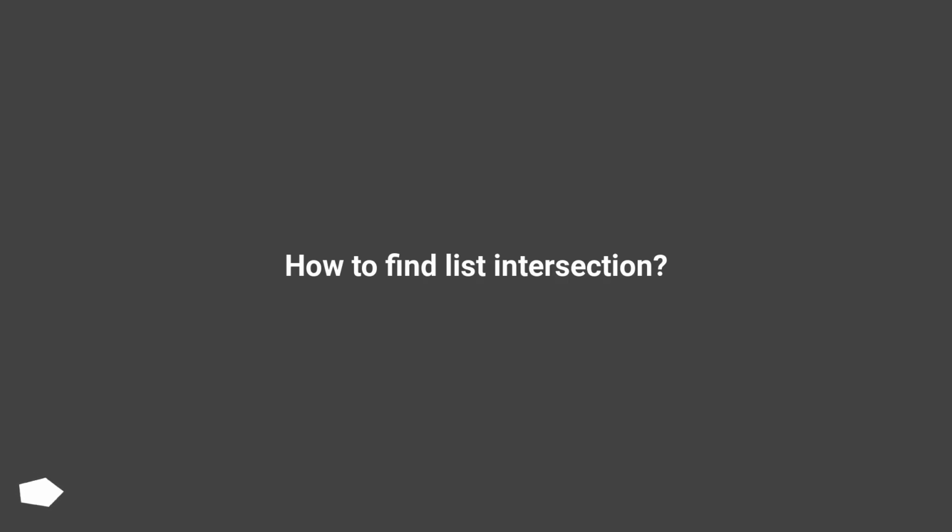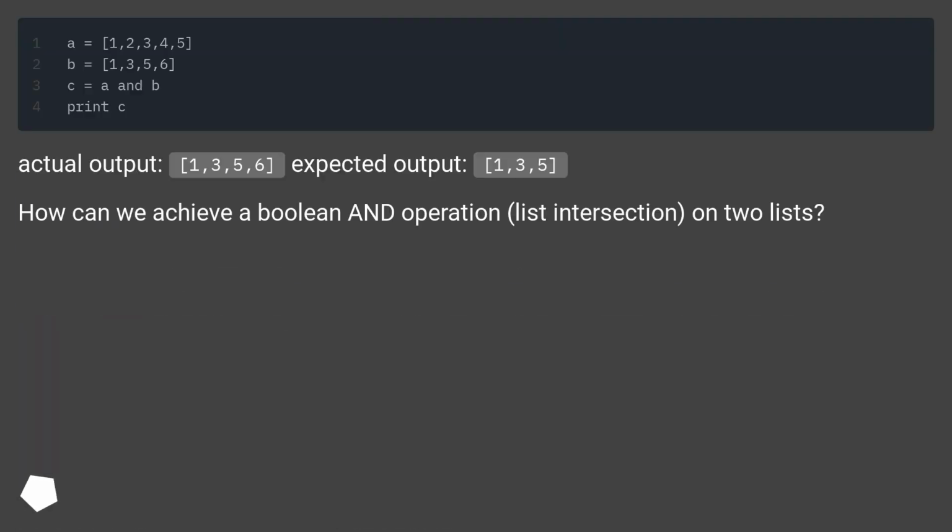How to find list intersection. Actual output: 1, 3, 5, 6; expected output: 1, 3, 5. How can we achieve a Boolean "in" operation, list intersection, on two lists?